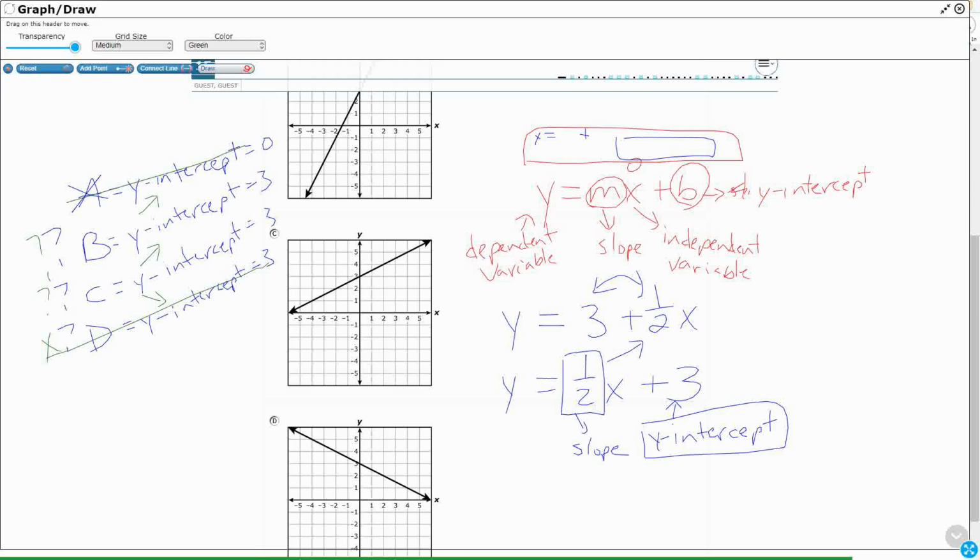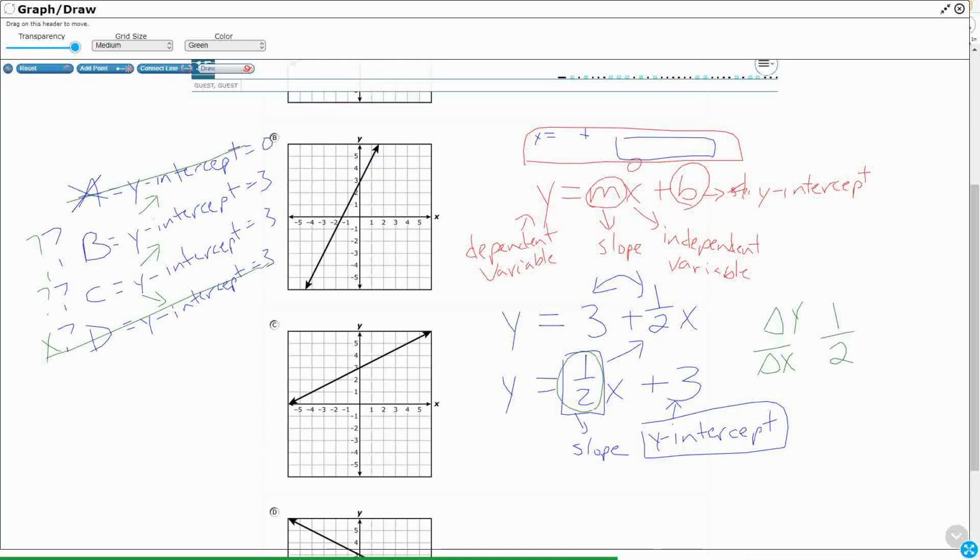Really, this 1/2 means change in y over change in x. That means we go up 1 as we go over 2. So let's look at this. We go up 1 over 2, so that looks good. And this goes up 2 over 1. So B reverses it, right? So our answer here is going to be C.